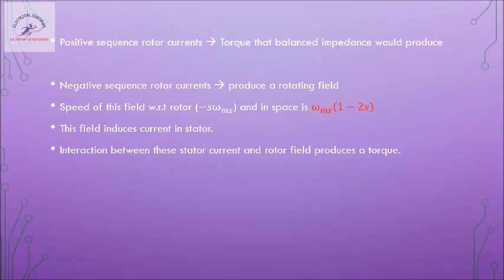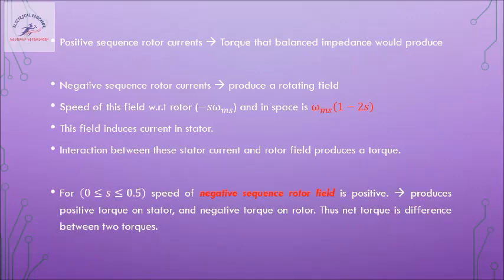So this is another field which is present, and it will also create a torque. This interaction between these stator currents, the induced negative sequence rotor currents, produces a torque. And whenever this torque is produced, it will also produce a torque in the rotor.